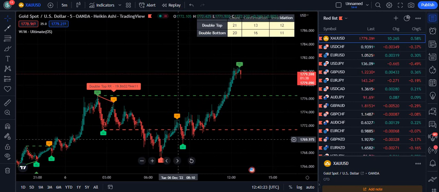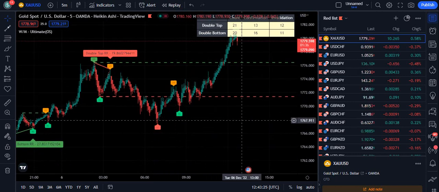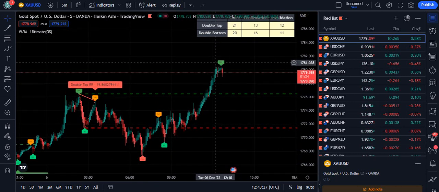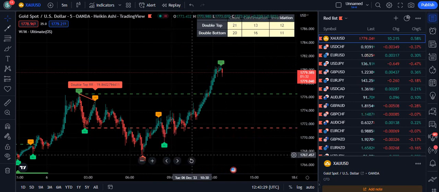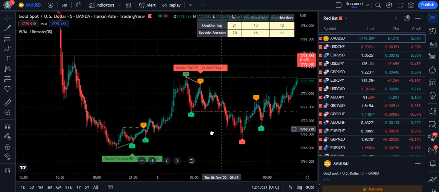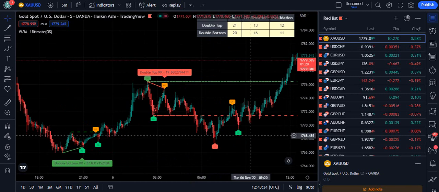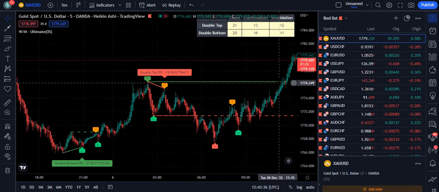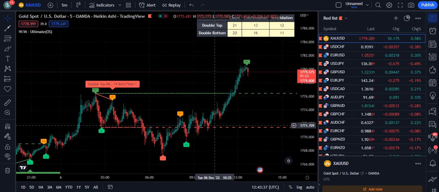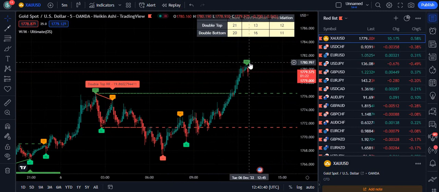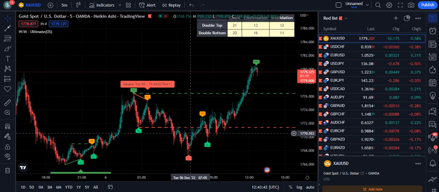Okay, and also it will be showing higher lows and higher highs. As you can see, higher high is here, higher low is here, so you can also trade according to it. Once you have a higher low, then it means that if the trend is up, the market is going to make another higher high, so you can also trade this one.